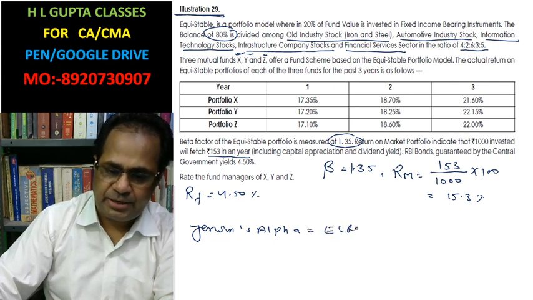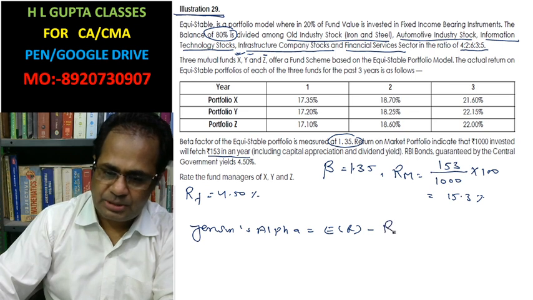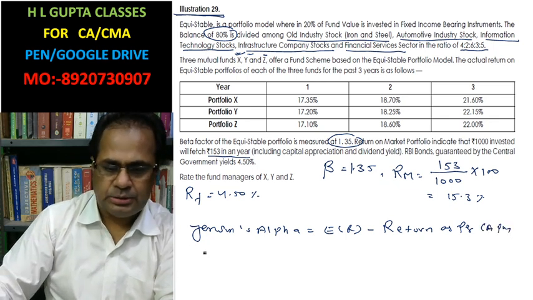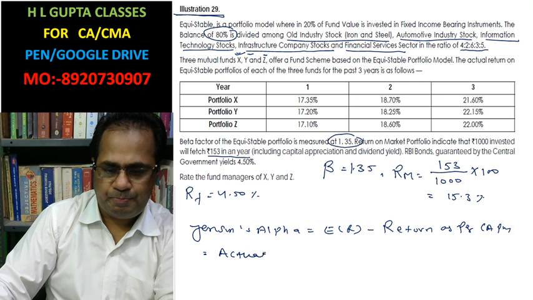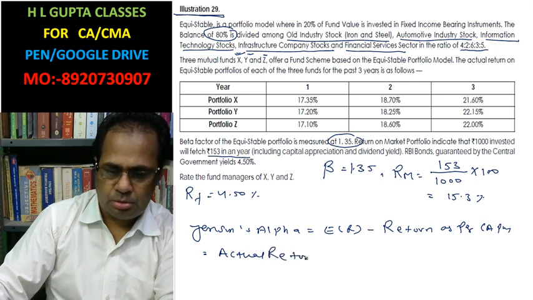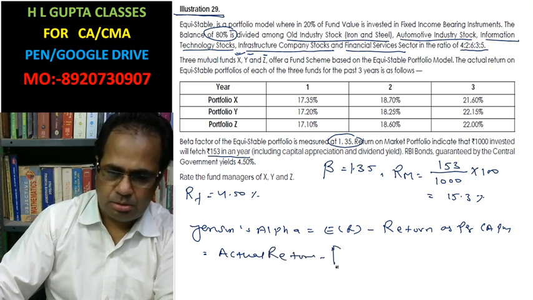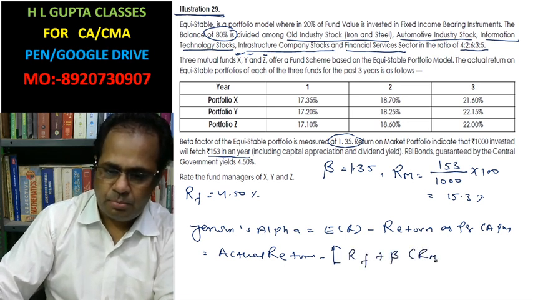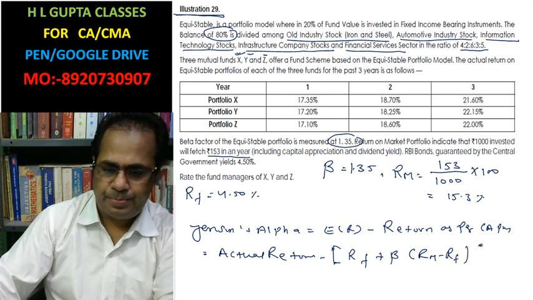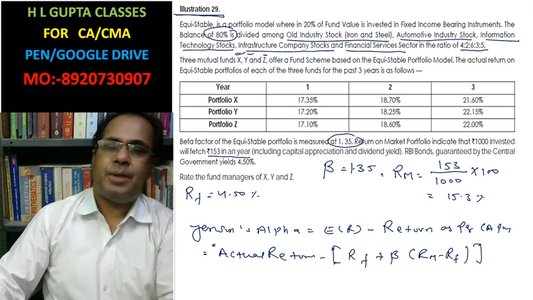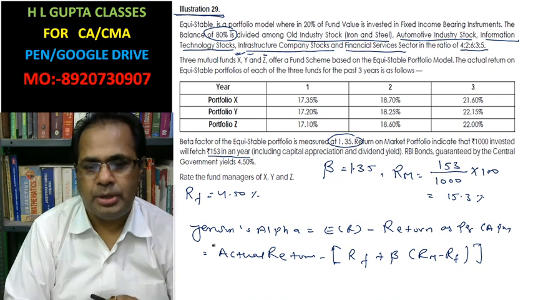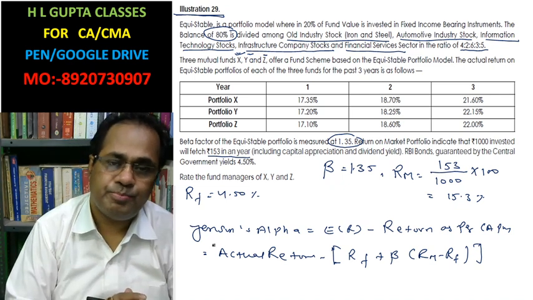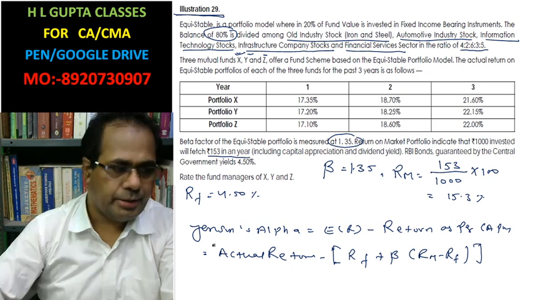This is your expected return as per CAPM. This is your actual return minus risk-free rate of return plus beta (RA minus RF). And the Jensen alpha being higher is assumed to be the best performer portfolio.